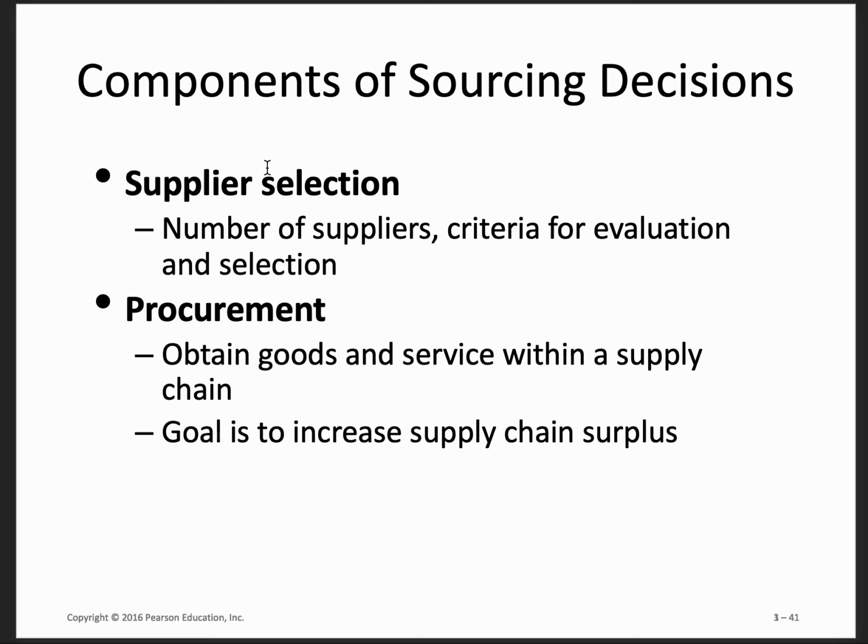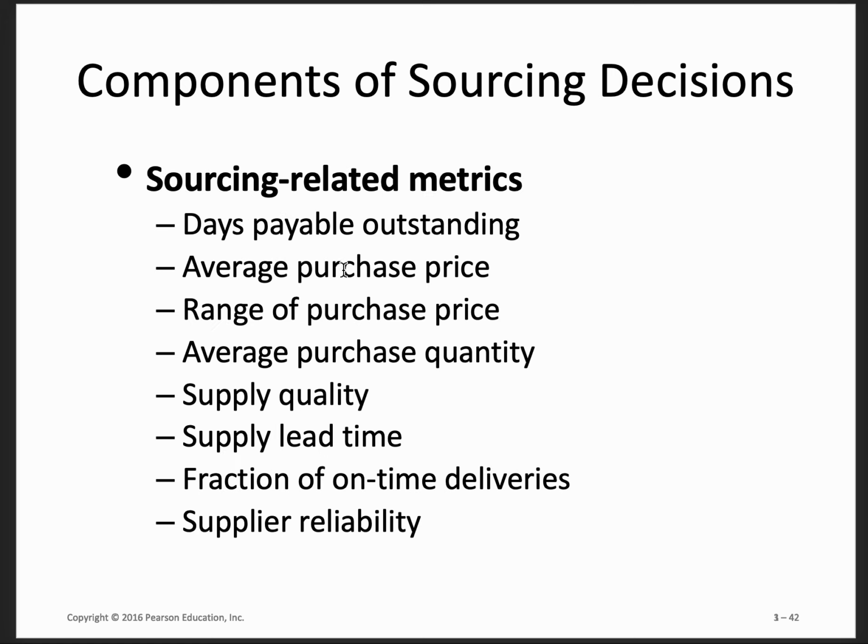So we have to make decisions about suppliers. We have to make decisions about procurement. Procurement can be done in many ways these days. You can have a simple contract with the person. You can always put out an RFP, request for proposals, and have people bid and do procurement that way. So there are many ways in which procurement is done. Some of the important metrics are average purchase quantity, supply quality, supply lead time, supplier reliability. There are many important metrics in sourcing decisions.